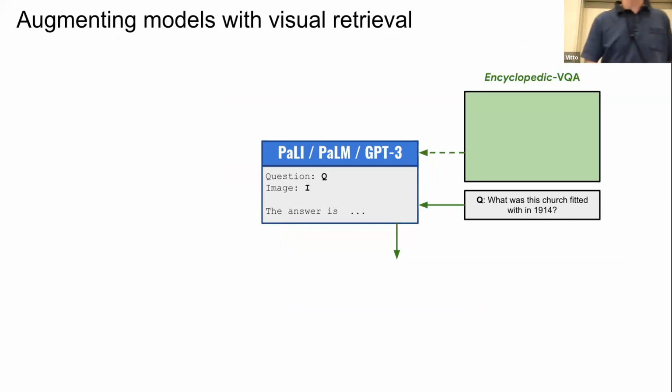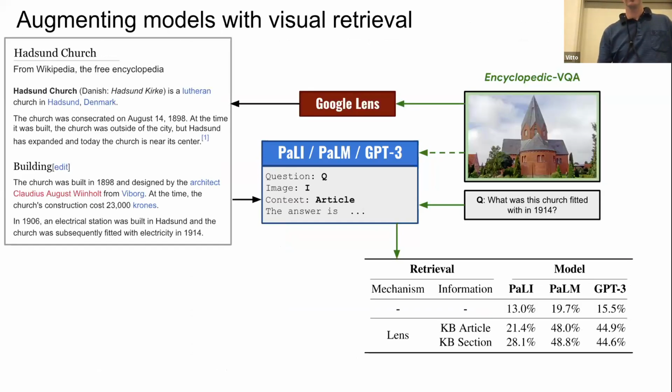So now what we can do is to take the image, pass it into Google Lens, and that will try to retrieve likely images that are of that particular monastery. And then from the metadata around, you can conclude the name of the monastery, which you can use to go on Wikipedia, retrieve the page, and give it to PaLI or PaLM or GPT-3 in their prompt as context.